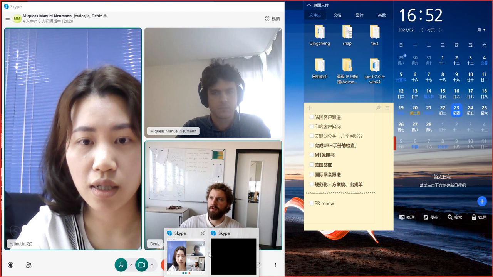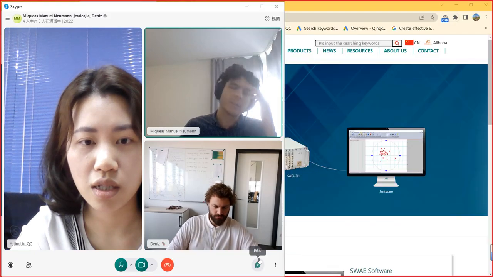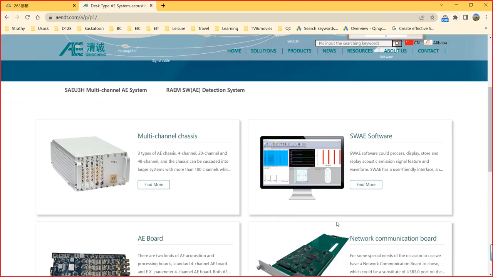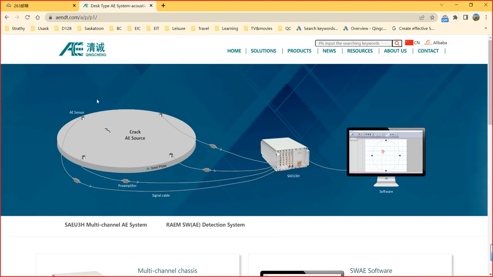I can send it via email. Yeah, perhaps you can send me an email with the prices and the data acquisition system you recommend for that. Yeah, sure, I will. Okay, then let me briefly talk about the 2 systems. So the one is the U3H multi-channel acquisition system. So it's a more conventional acquisition system.